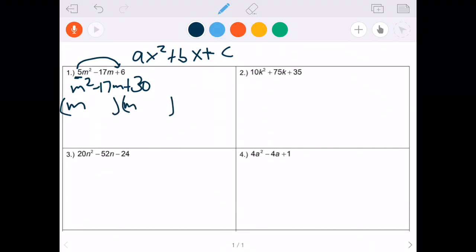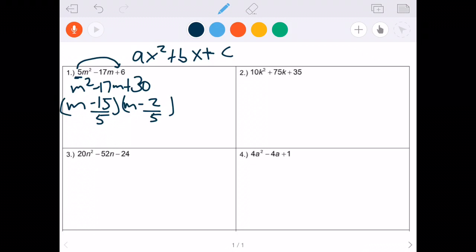So we need to think of two numbers that multiply to 30 and add to negative 17. So it's going to be minus 15 and minus 2, because negative 15 times negative 2 is 30, and when you add those two together, it equals negative 17. So here's where the divide part comes in. At the start, we multiplied the 5 into our expression. Now we're going to divide it out. So we're going to divide both of these numbers by 5, which is the number that we multiplied in at the start.